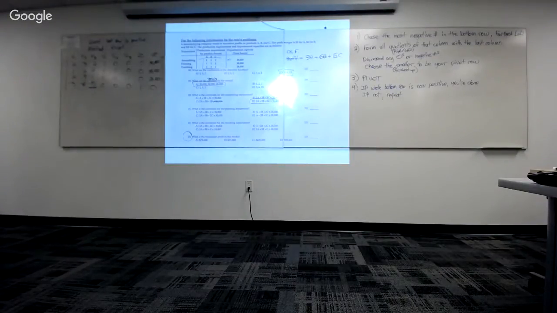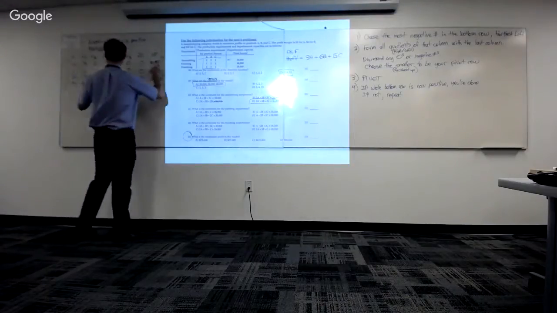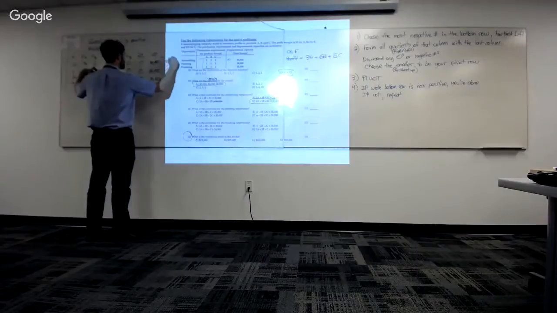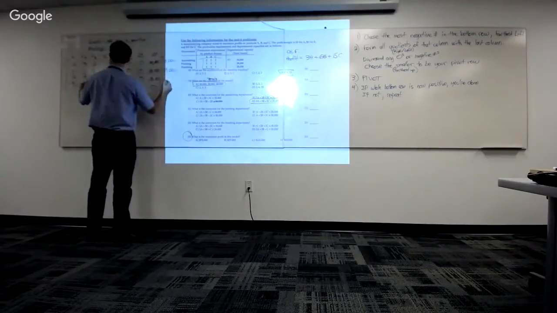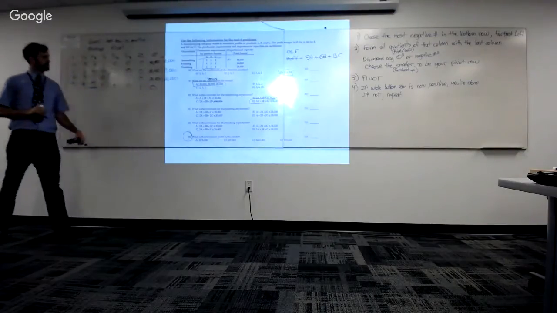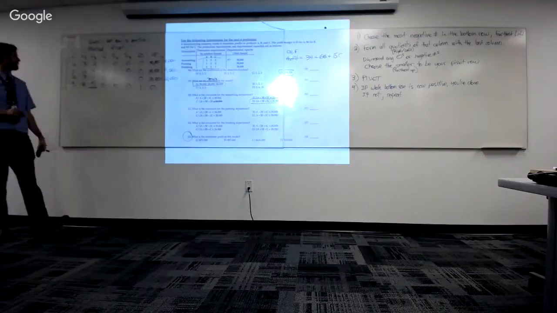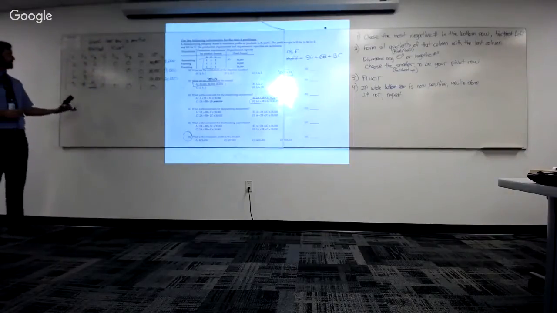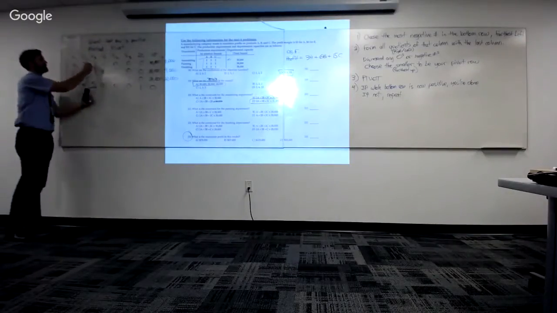Next, form all quotients in that column with the last column, right divided by left. I'm not going to write it out, I'm just going to write the answer. 30,000 divided by 2 is 15,000. 38,000 divided by 2 is 19,000. And 28,000 divided by 1 is 28,000. Those are my 3 quotients, and the smallest one is 15,000. So now I know my pivot column, my pivot row, this is my pivot number.